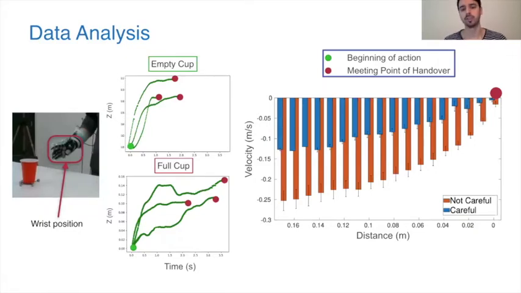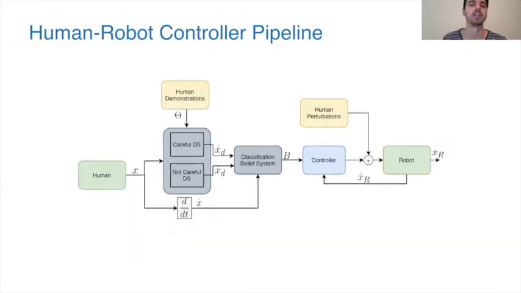This can also be reiterated by looking at the velocity over the distance. The distance is from the moment the object is picked to the final handover, the meeting point at the handover. We call this the distance, where 0, 0 is when the handover is completed, so the object is stationary and at the final point. And we see that the velocities for when the cups are full, so when the human is being more careful, the motion is slower in comparison to when the cup is empty.